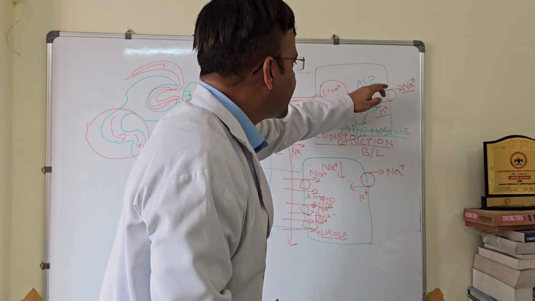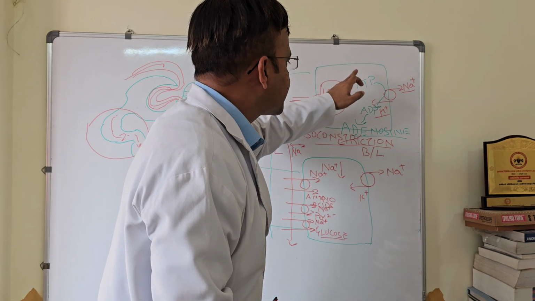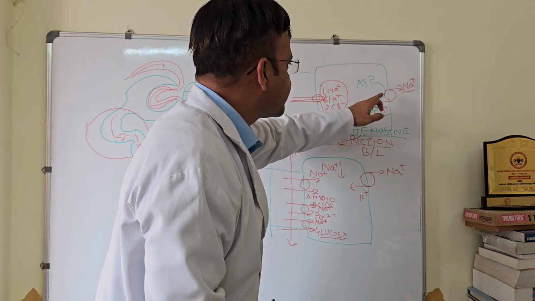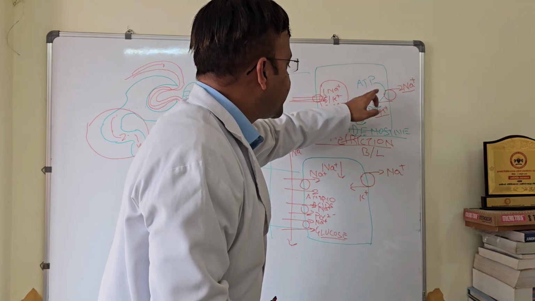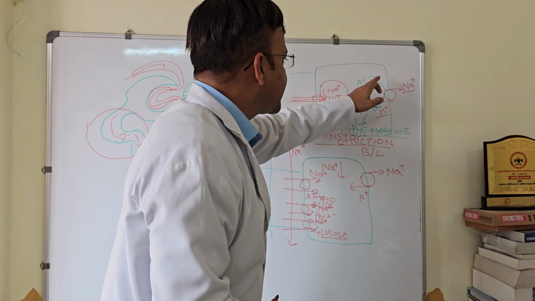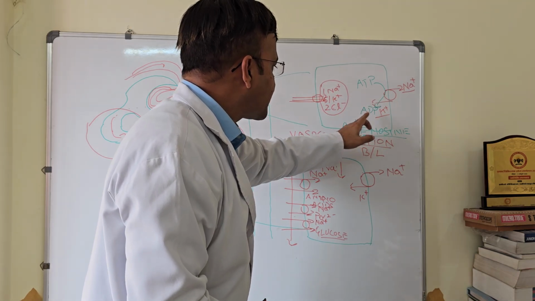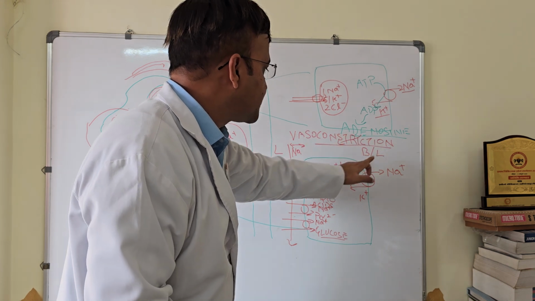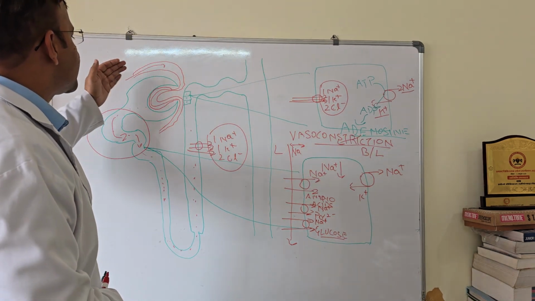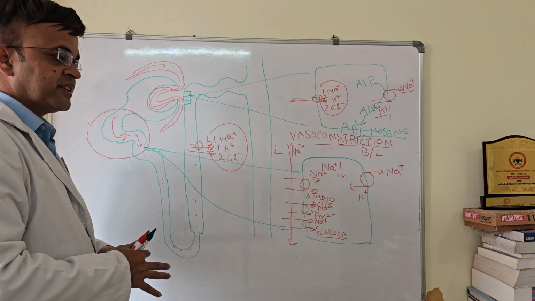A lot less sodium inside the macula densa cells means that the sodium potassium ATPase pump is going to metabolize a lot less ATP, right? That means a lot less adenosine will be formed, a lot less vasoconstriction, that means vasodilation, so GFR will increase, right?